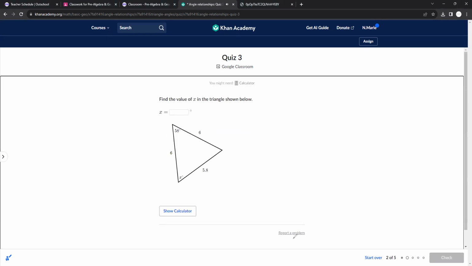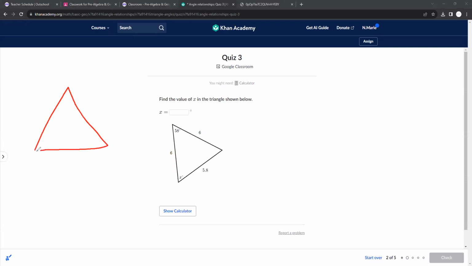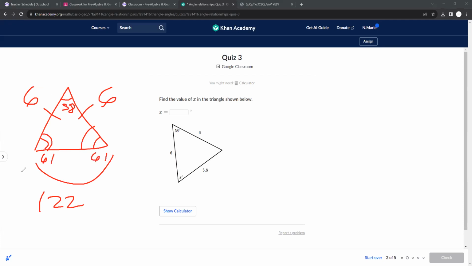Triangles always equal 180. We'll learn more about triangles next time, but this is an isosceles triangle because two sides are the same, at least two sides. And so altogether, triangles equal 180. So if this is 58 degrees, that means the two bottom angles must equal 122 together. And since the base angles of isosceles triangles are the same, if these equal 122 together, then this has to be 61 and this is 61. So that means angle X is 61 degrees.